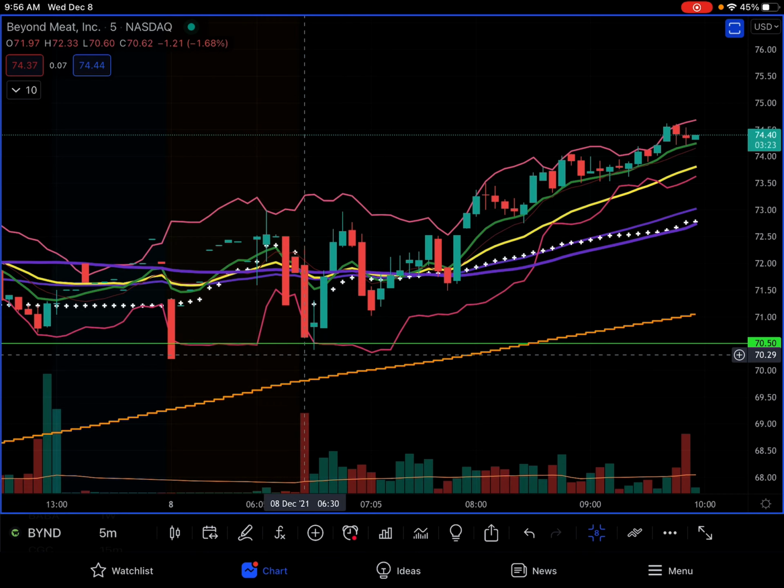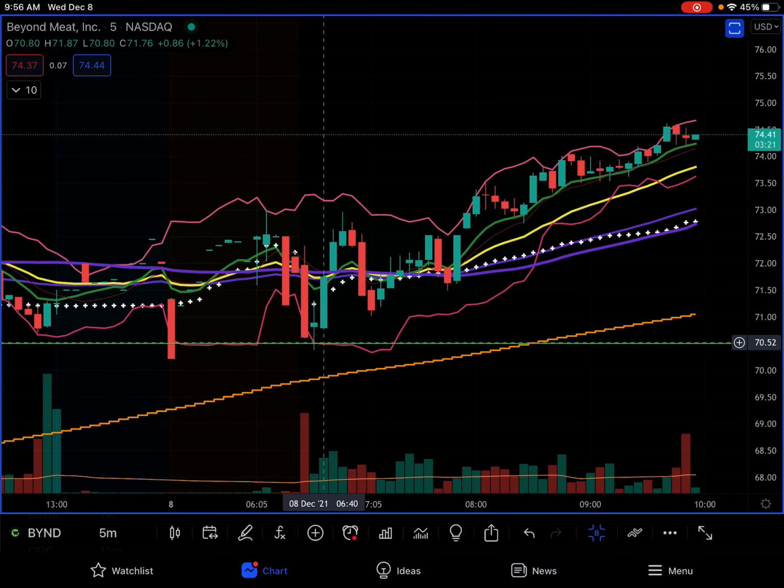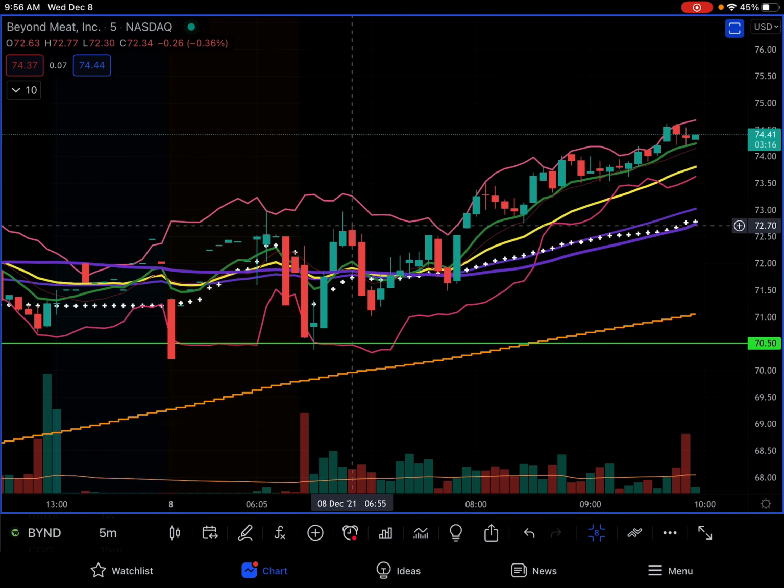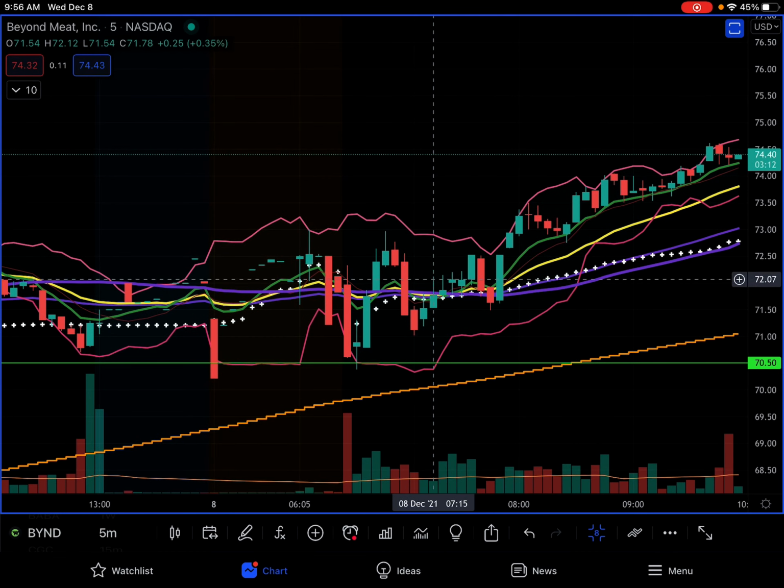On to the next. But you see right here, if you would have entered BYND, let's say at 70.5, you'd have been down for a second, and then off of that, it just went up to highs pretty much. So it was a pretty good bounce on BYND if you took it this morning.